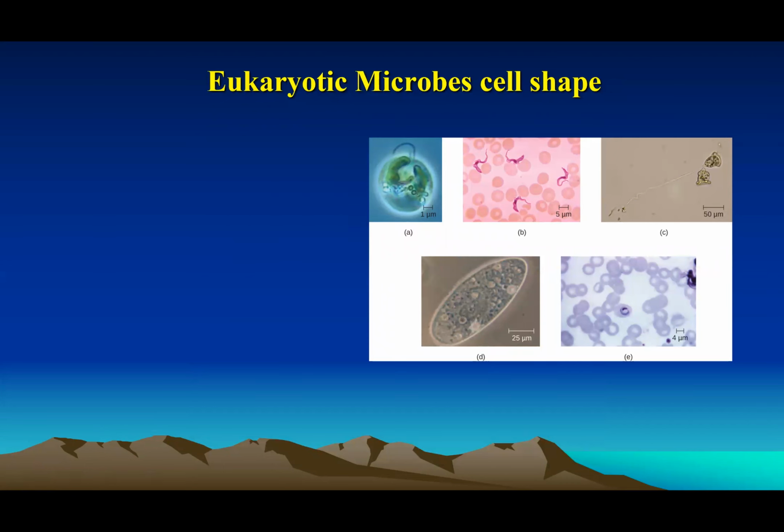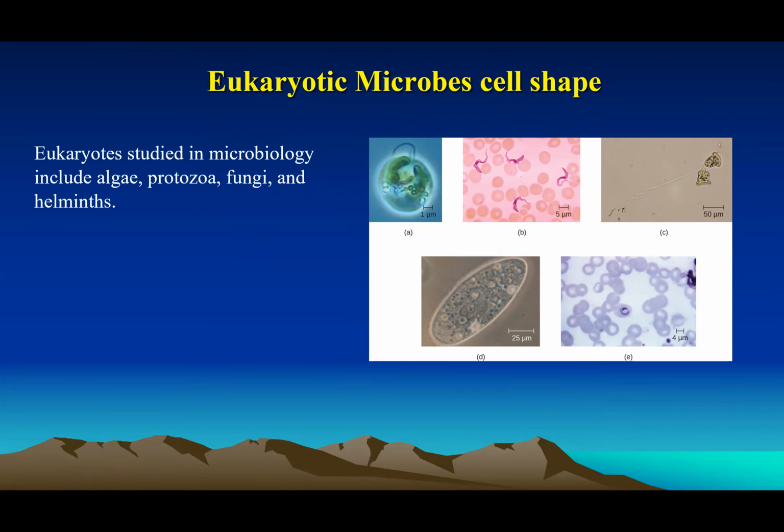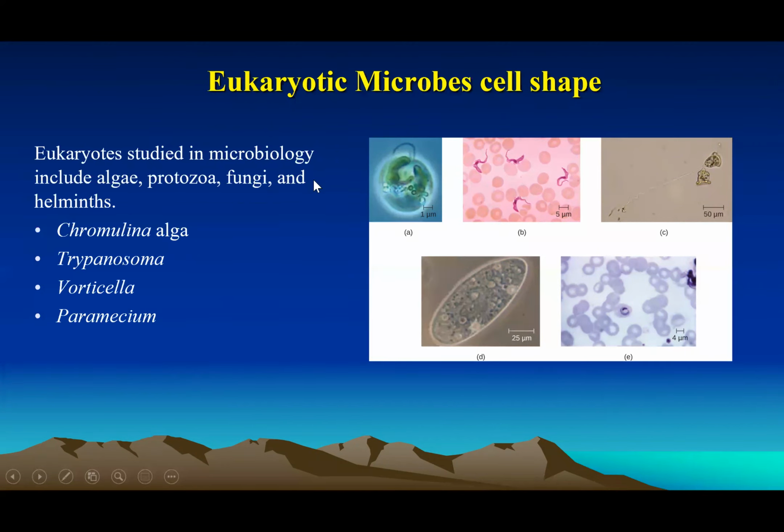So there are a lot of eukaryotic microbes also. Some of them are algae, protozoa, fungi, and helminths, which are like microscopic worms. Here are some examples of eukaryotic microbes: alga, trypanosoma, vorticella, paramecium, and plasmodium. This is plasmodium. Sorry, this is paramecium.